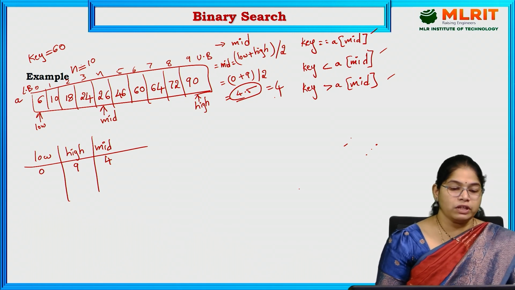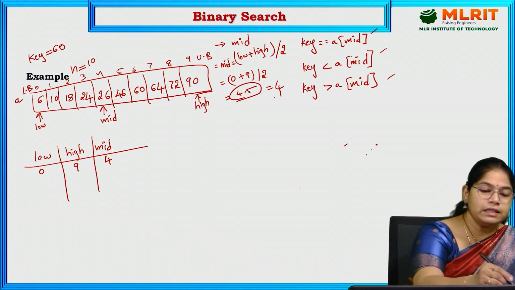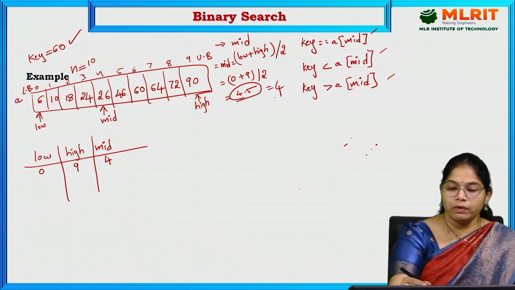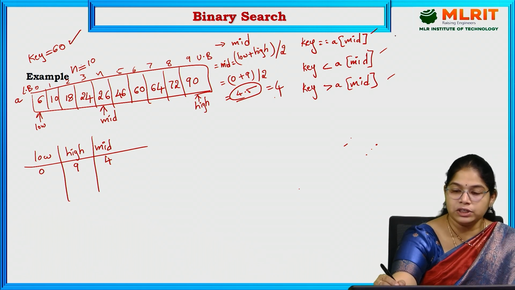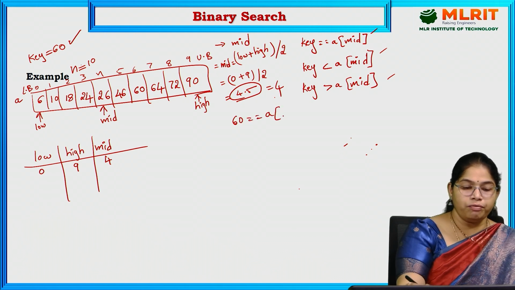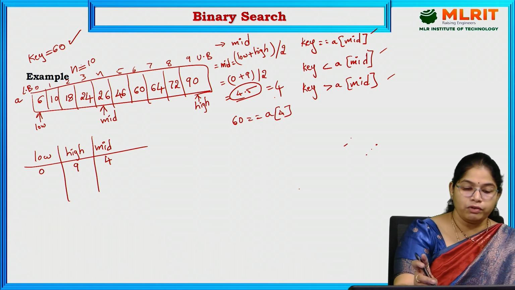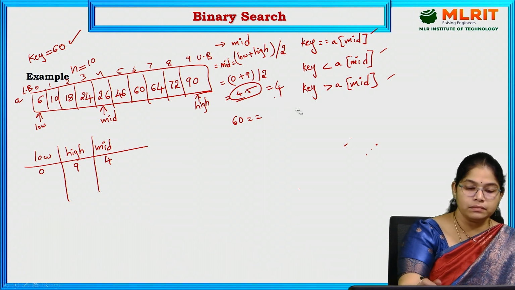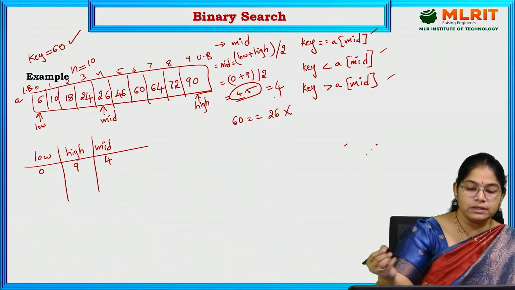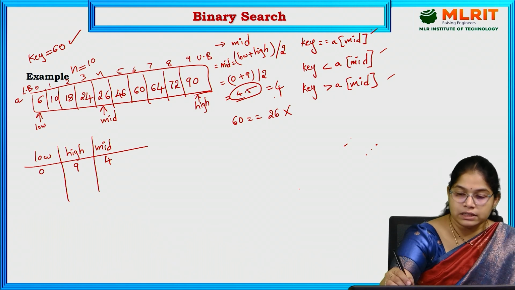So the first condition is key equal to a of mid. Here I consider the key value as 60. Now I am going to check with this first condition, that is 60 equal to a of mid. A of mid is a of 4. In a of 4 we have 26. Is 60 equal to 26? No. This condition is false.